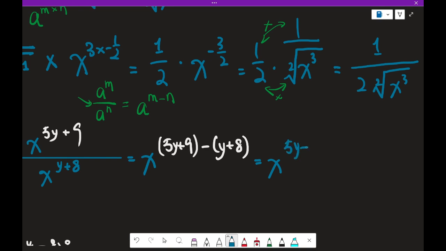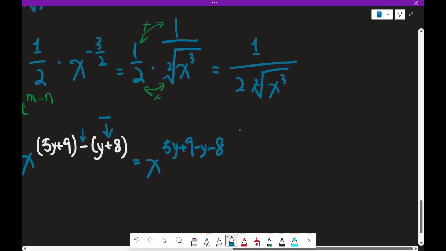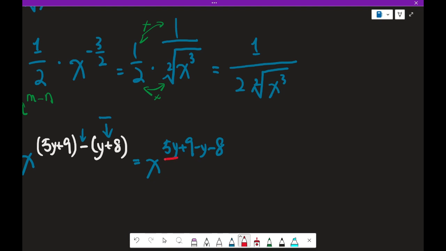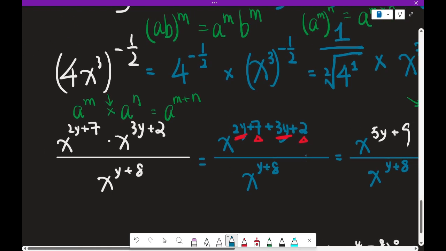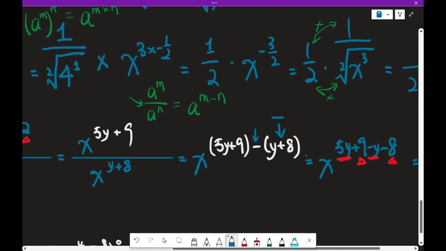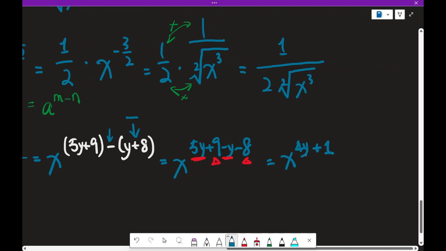So 5y plus 9 minus y minus 8. We extract the bracket, and since there is a minus sign in front of it, we want to change this plus sign to minus. And then we want to combine like terms again. We have 5y here, we have minus y here, and we have two constants here. So it will become x to the power of 5y minus y, 4y, and 9 minus 8, plus 1. So this giant beast here will be simplified, using all these identities and combining like terms and extracting brackets, to x to the power of 4y plus 1.